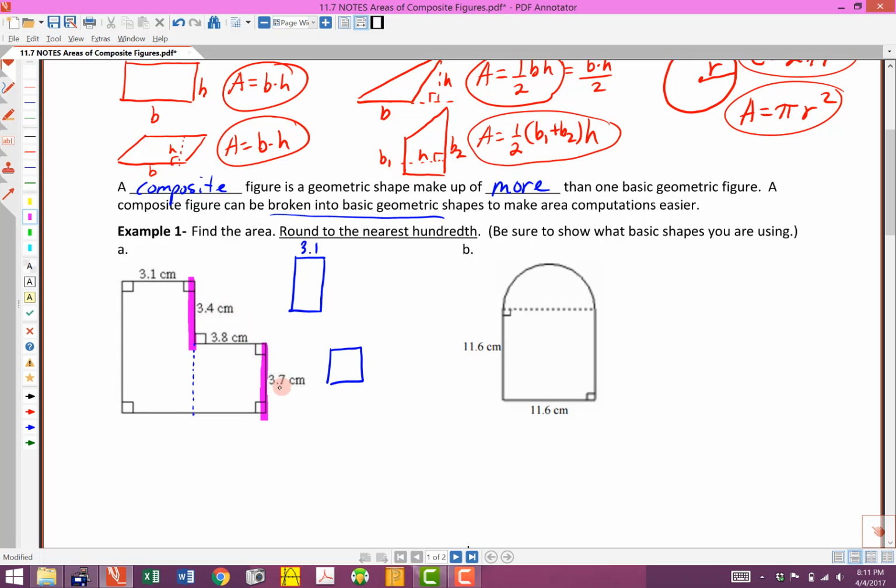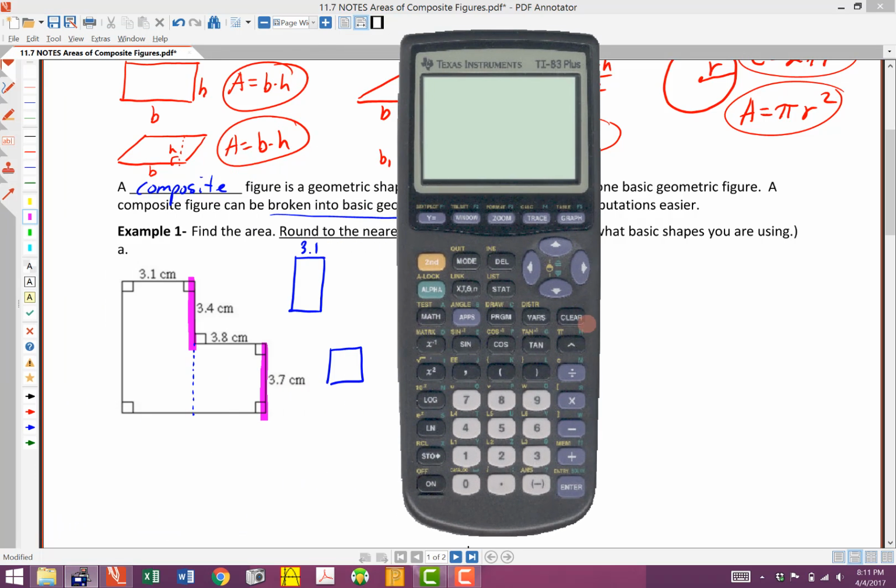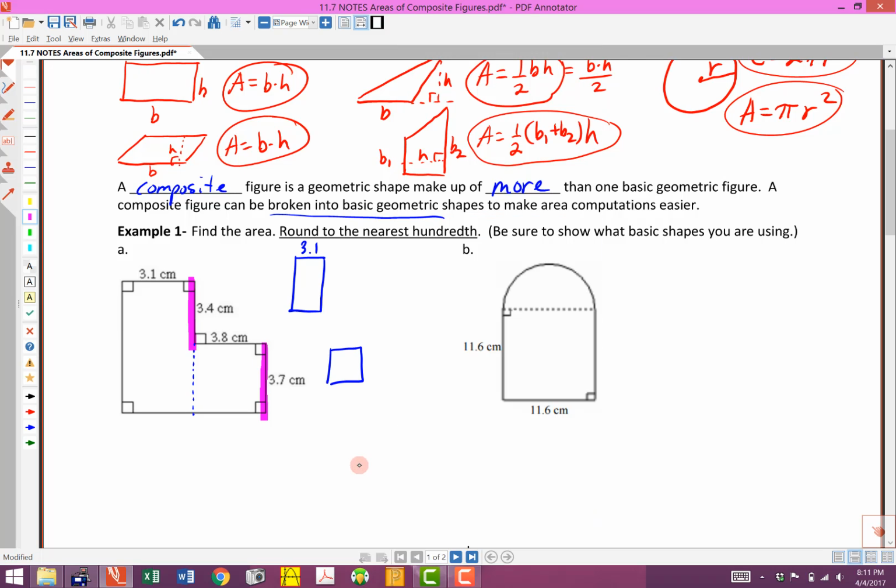If we do 3.4 plus 3.7, let's just double check and make sure. So we've got, clear this off, 3.4 plus 3.7. There's our 7.1. So that height right here, all the way from top to bottom, and notice the square corners and everything, this is 7.1. So we can calculate the area pretty quickly. We can just multiply the two of those together.